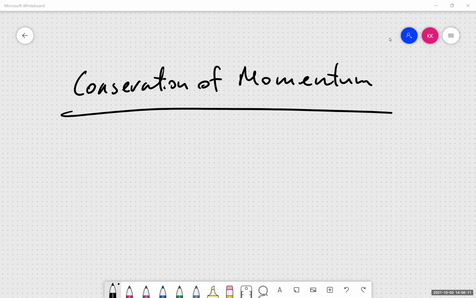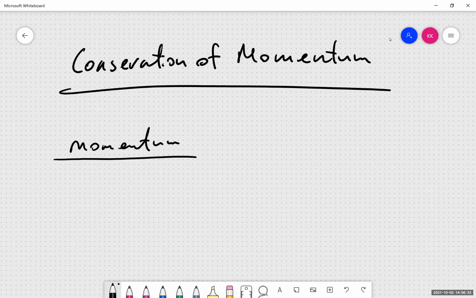All right, hello everyone. So let's talk about our next lab, which is going to be on conservation of momentum, or conservation of linear momentum. So let's first talk about what is momentum, and then we'll talk about how it's conserved. So momentum is a quantity in physics that represents the product of the mass of the object and its velocity.